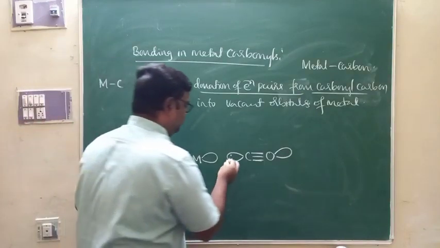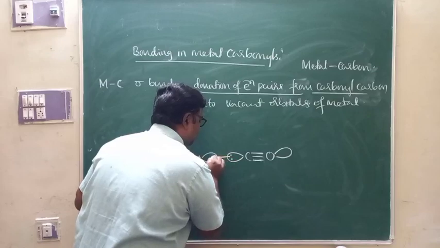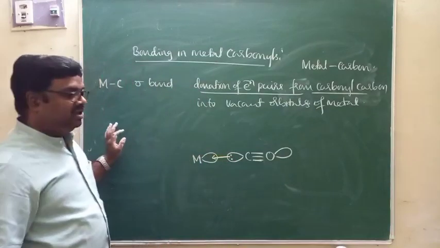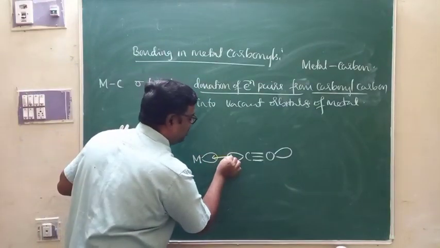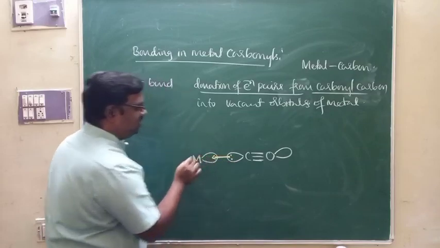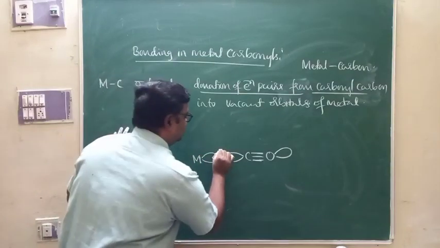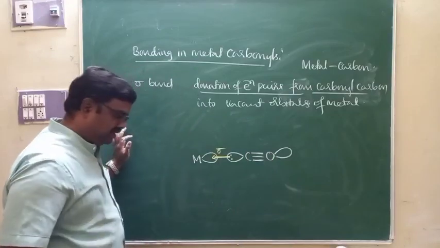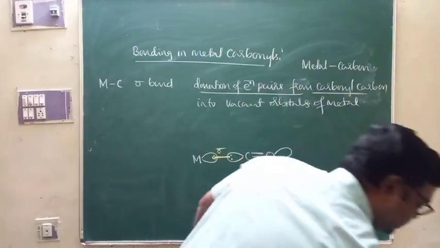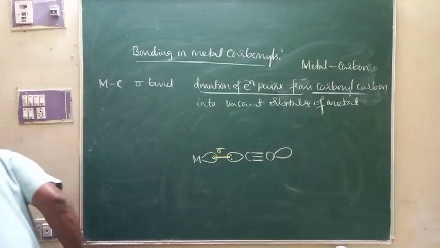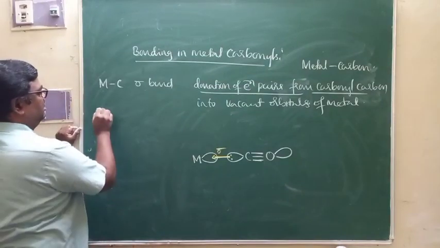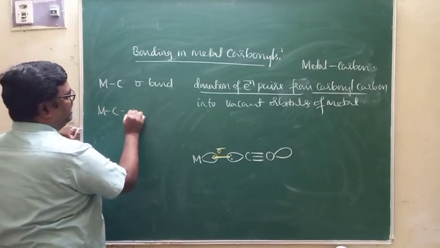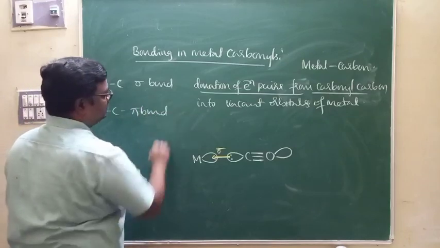Yes, look at this. This is what we call donation of electron pairs from carbonyl carbon into the vacant orbitals of metal, and that results in the formation of sigma bond. And how is that metal to carbon pi bonding possible?